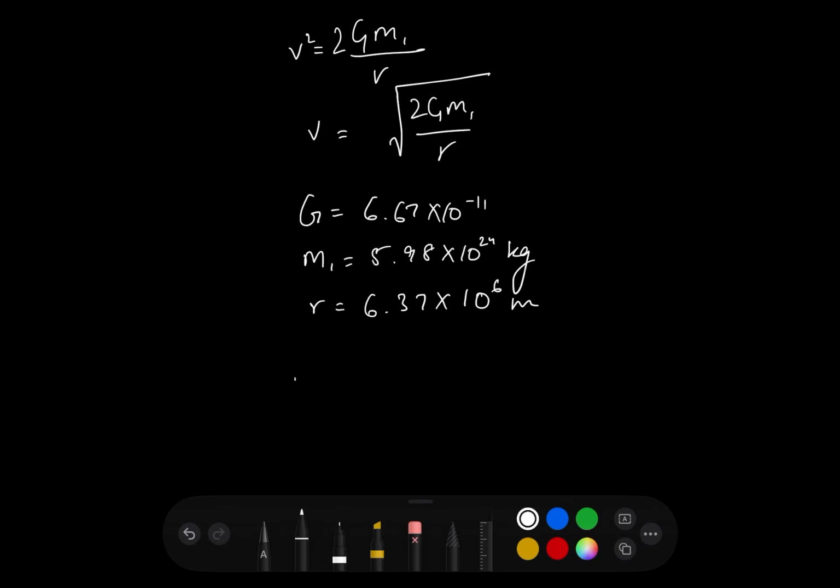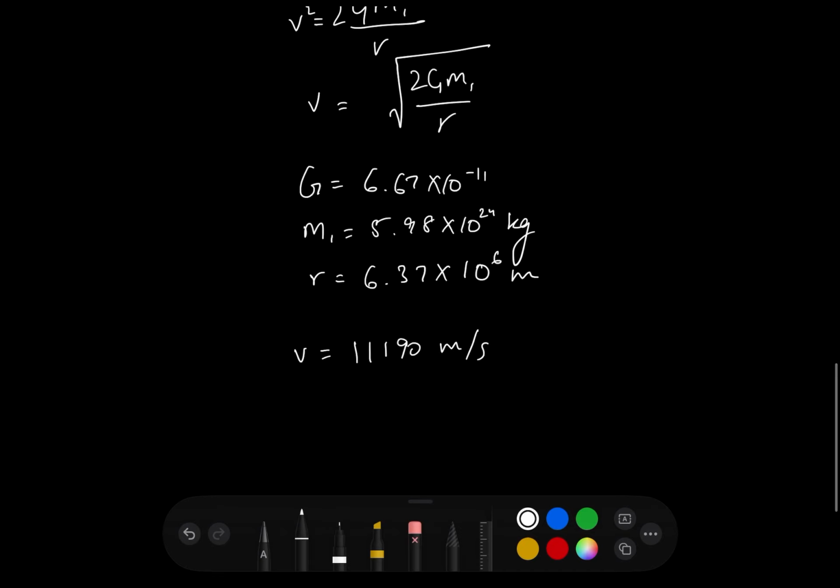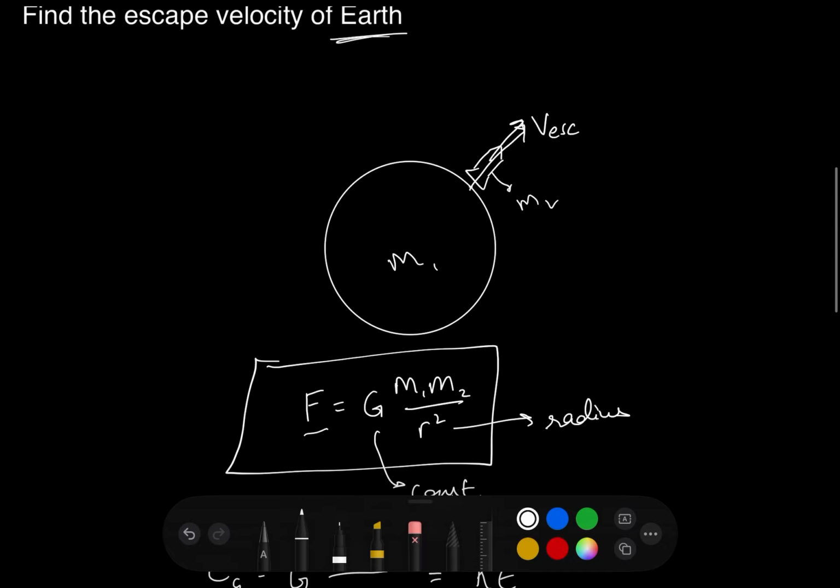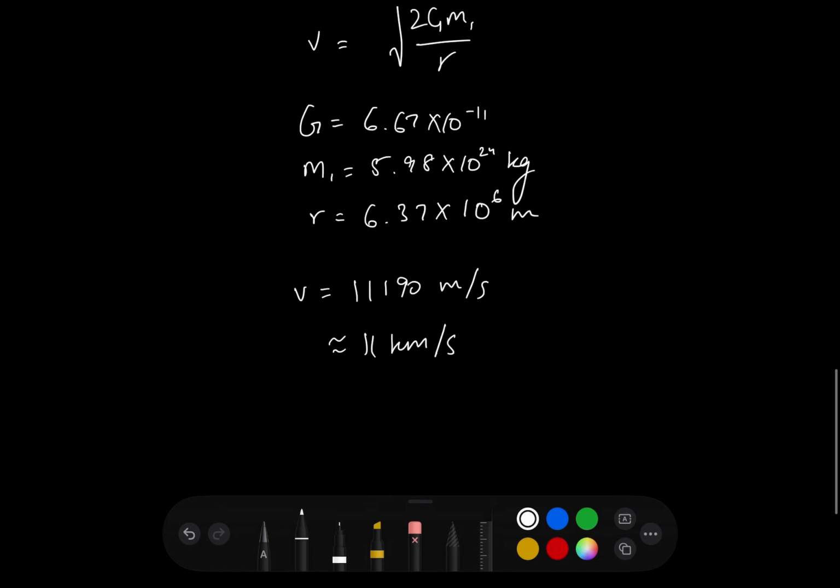And so if we plug this all in, we get 11190 meters per second, or about 11 kilometers per second, which is obviously really fast. But that kind of makes sense because the gravitational pull of the Earth is really strong. And it also makes sense as to why rockets have such gigantic compartments full of fuel, because they need to be flying at 11 kilometers per second to actually escape the gravitational field of the Earth.